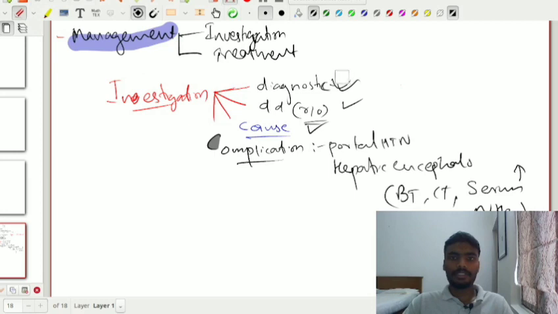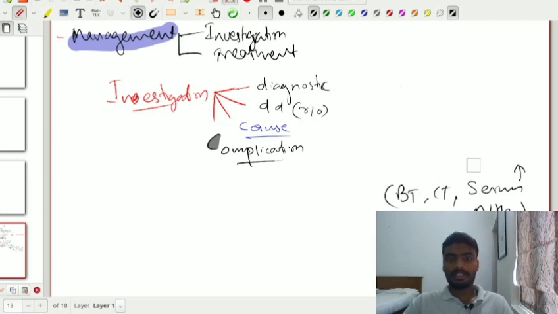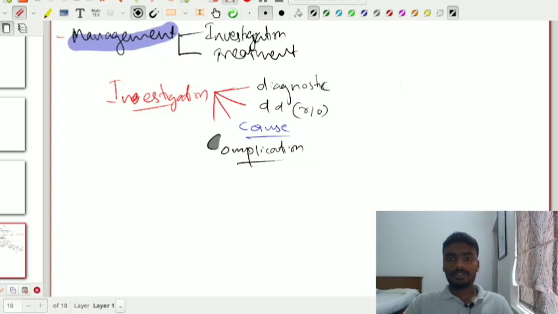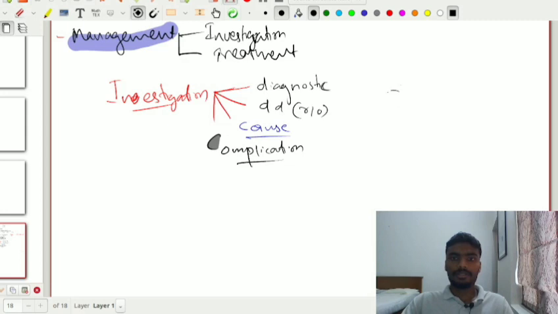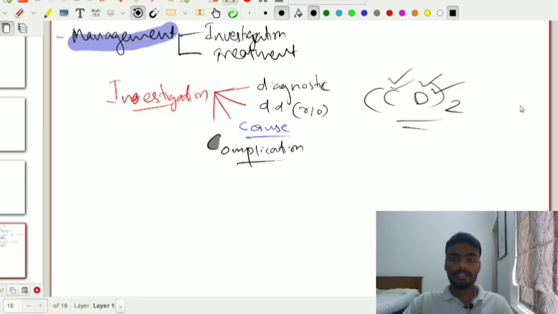These four headings, never forget. So DDs rule out, then complication, causes. These could be the four points you remember. You can remember it like this: CD twice, diagnostic investigation, DDs rule out, then cause, complication, DD twice.